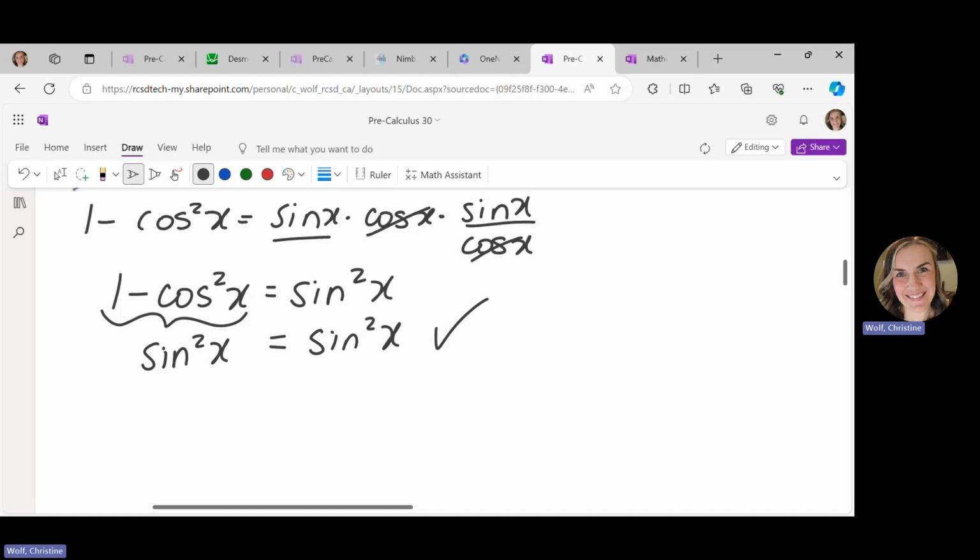The other option, of course, you could have chosen to swap this out for 1 minus cos squared x, right? It doesn't matter. They're interchangeable. So that's one option. The other option, you might have seen this as an answer instead. I left the left side alone, but then I swapped out the right side instead. Both of those prove it. Done. On to the next one.